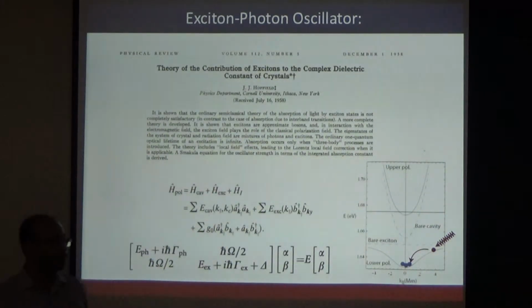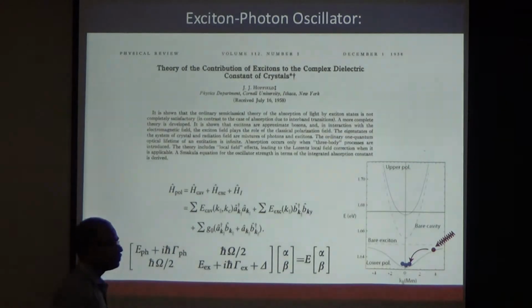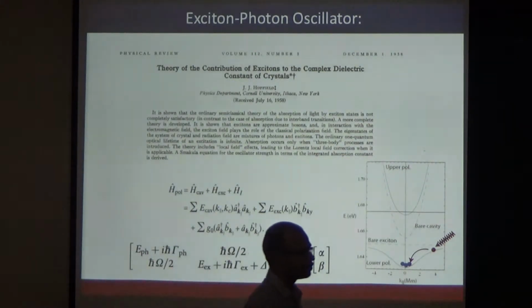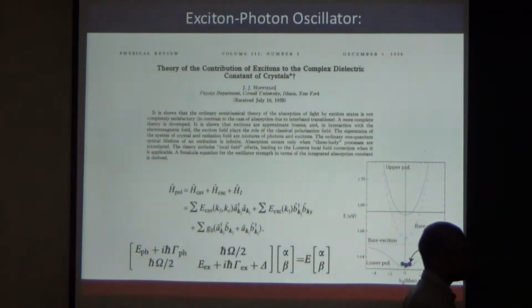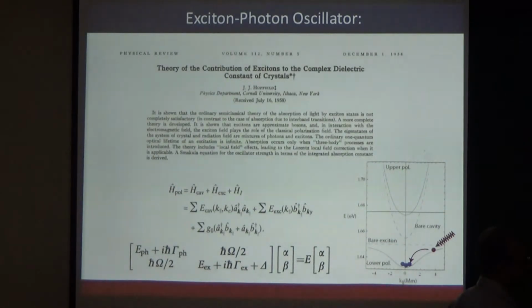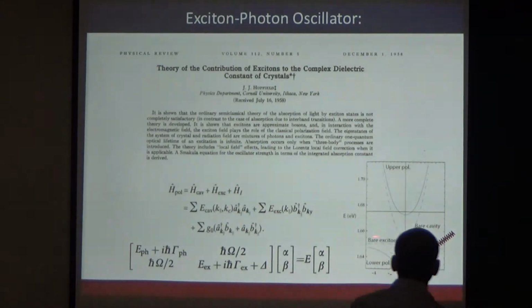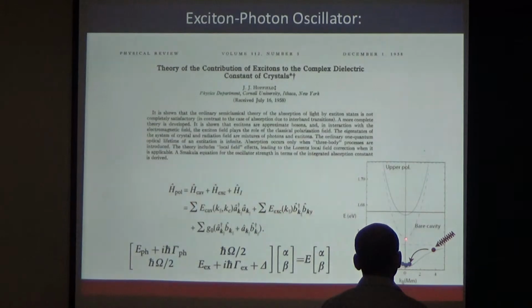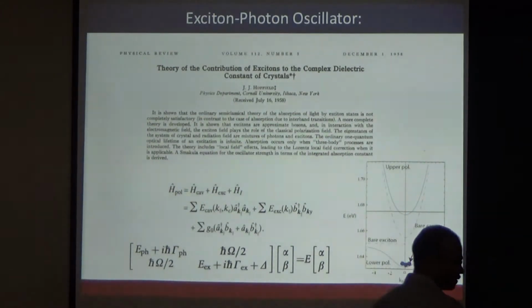I have a question about this diagram. I always thought about this physics as wanting the bare cavity and bare exciton energies to become degenerate at some point. The way you have drawn the dashed lines, the bare cavity and bare exciton are not touching. They are not degenerate at any point. Yes.